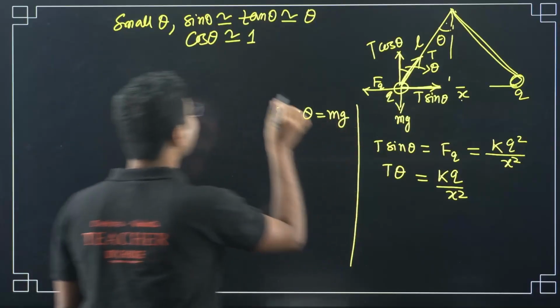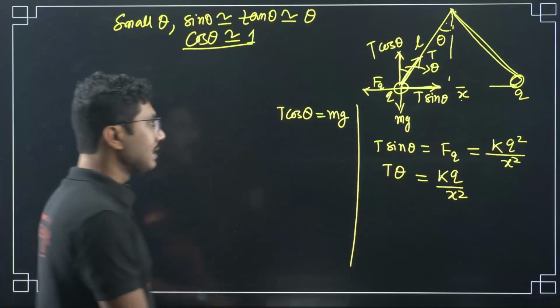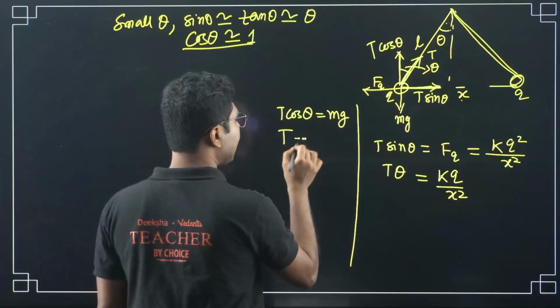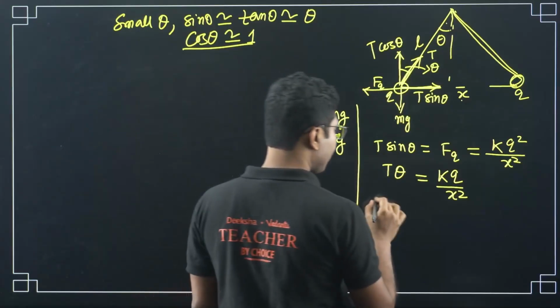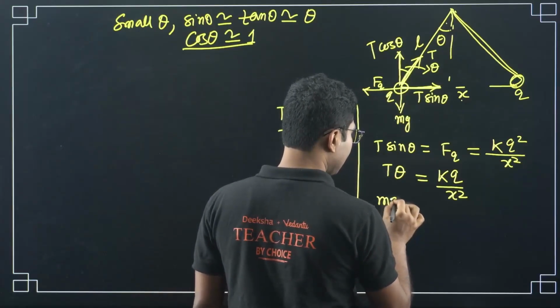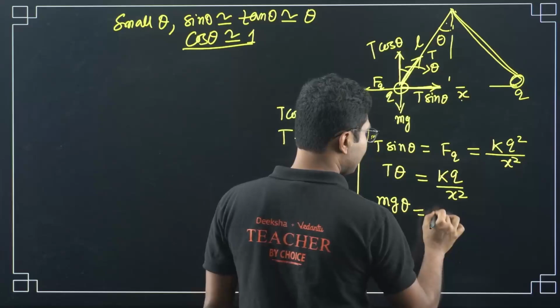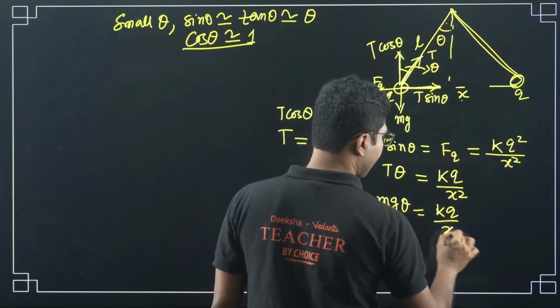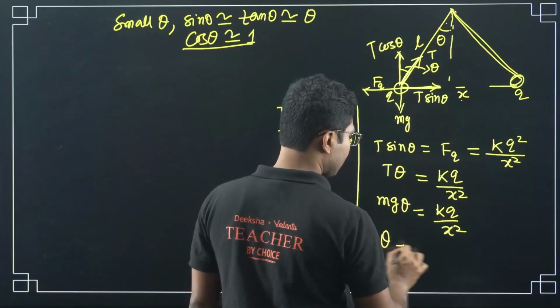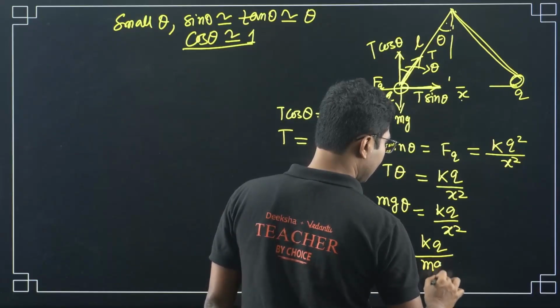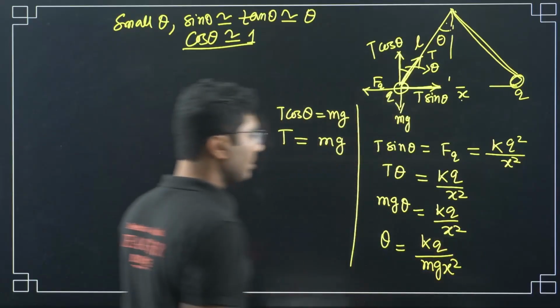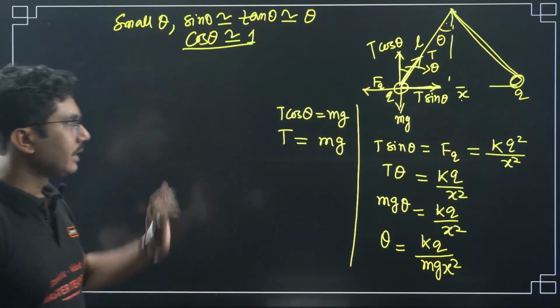Now for small angle, what is cos theta? Cos theta is 1. So from here we can say T equals mg. So what we will do, we'll put that value over here. So mg theta equals kq by x square, or theta equals kq by mg x square. Okay, so this is done.